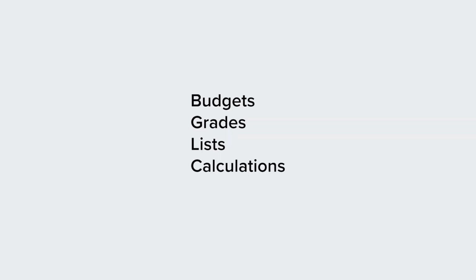You do not need to memorize this. You only need to recognize when information is arranged in rows and columns. You usually use Excel for budgets, grades, lists, and calculations. It appears whenever information needs to be organized and worked with in a table.